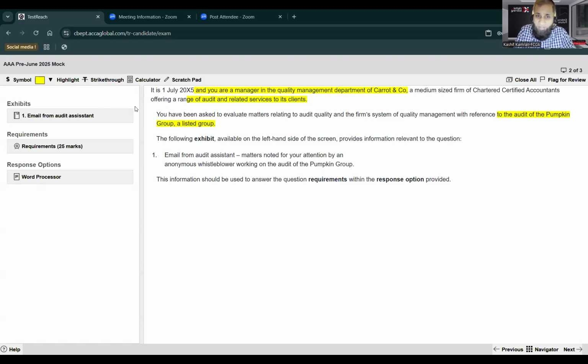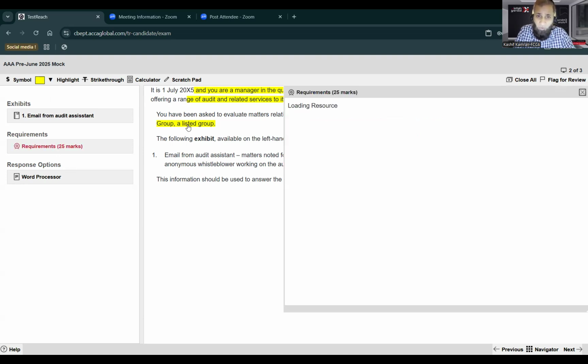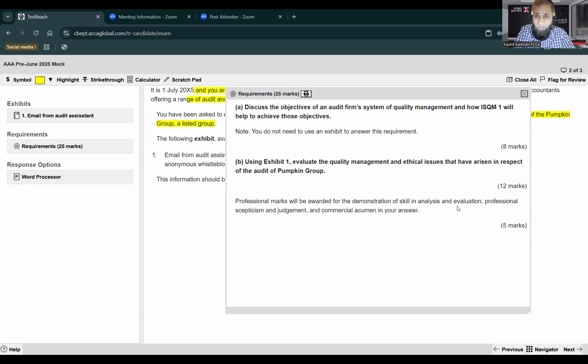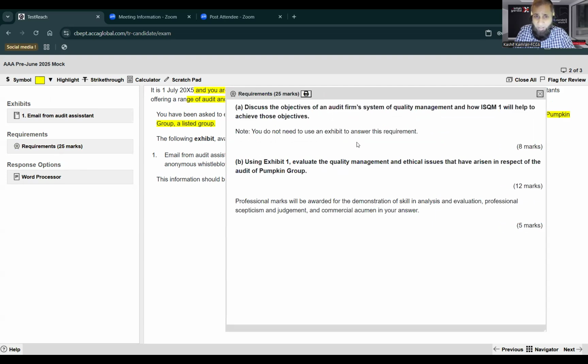Now, we have been given the exhibit on the left-hand side, which is exhibit 1, which contains the scenario, and then we have the requirements. I've shown you the requirements, so I'll not spend much time here. The problem, again, I've identified with the students: looking at requirement one, it was very clearly written. You are not required to refer to any exhibit. So that was a knowledge-based question, but students did make a mess of this answer because most of the students did not discuss the objective of the quality management system.